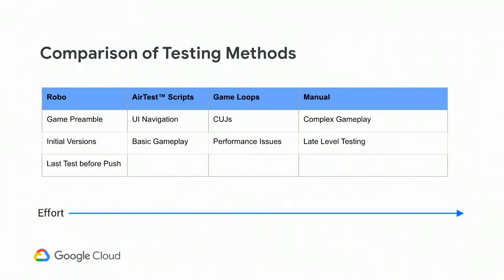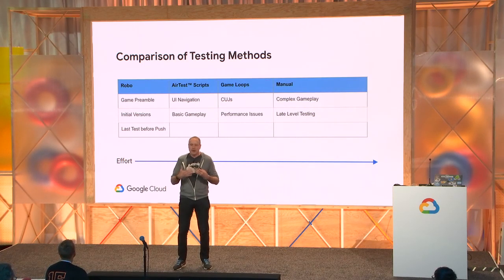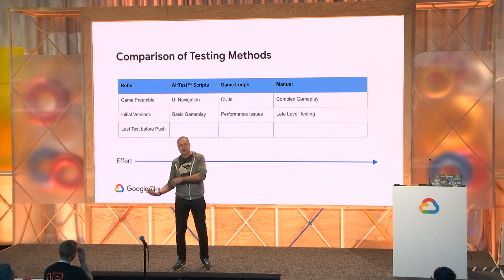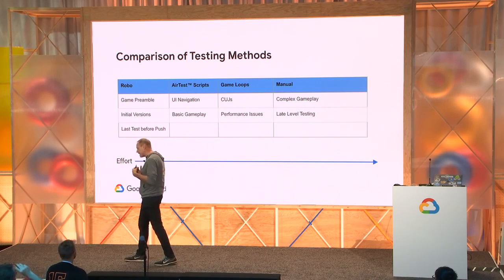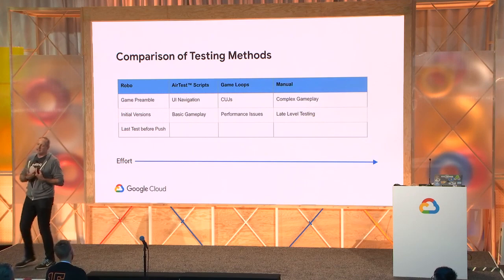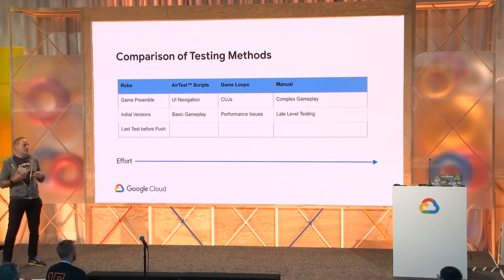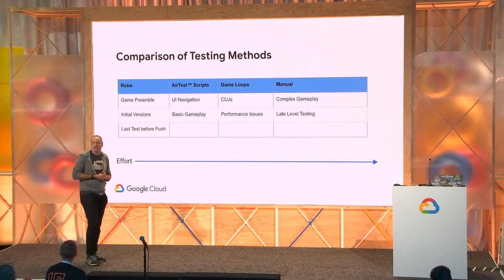Robo is really good for testing the preamble to the game. It follows through the menu items, logging in, registering, all of that kind of stuff. It's also really good if you don't have any tests yet. So maybe you're starting off with an initial version of your game, you haven't written any tests, you just want to test it. First internal version that you want to play with.